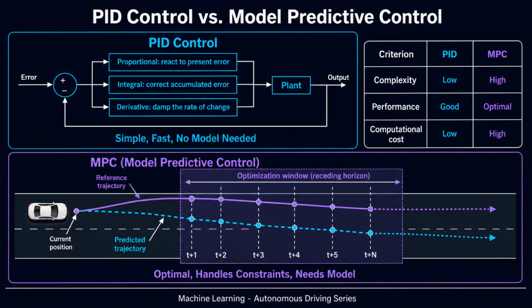It's more computationally expensive, but handles constraints naturally and anticipates future conditions. MPC is widely used for trajectory tracking in autonomous vehicles because it handles vehicle dynamics and physical limits explicitly, though simpler controllers are still common in production driver assistance systems.